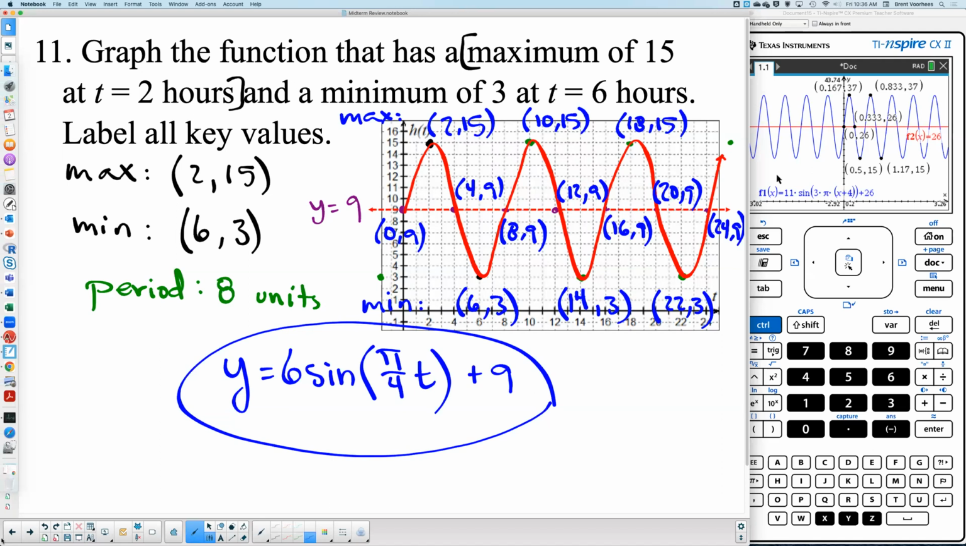In what quadrants is sine positive? Sine is positive where? 1 and 2 quadrants. All right, where's cosine positive? 1 and 4. Where's tangent positive? 1 and 3. All right, good.